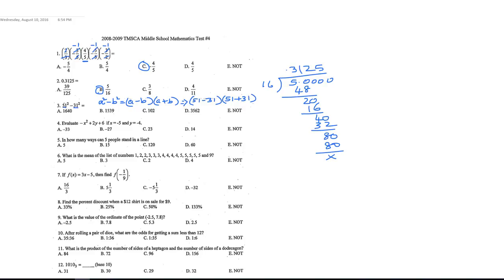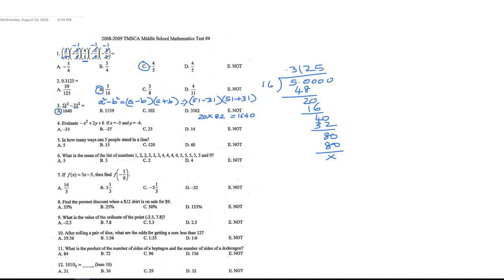So 51 minus 31 is 20. So this is nothing but 20 multiplied by 51 plus 31 is 82. 82 times 2 is 164, and we just add one more 0 at the end, and so the answer is 1640. So we'll select choice A.